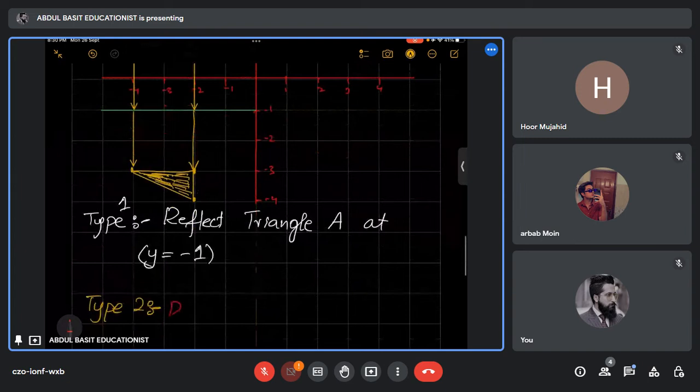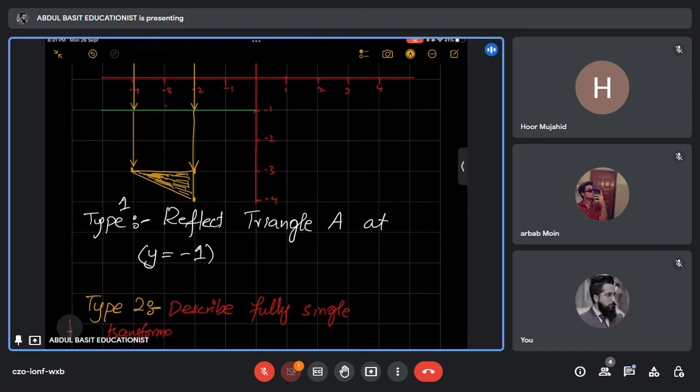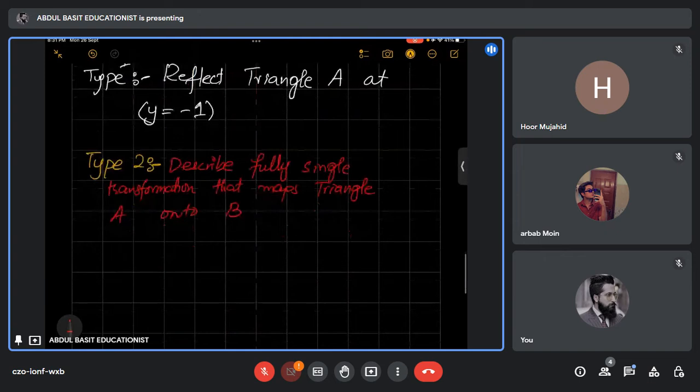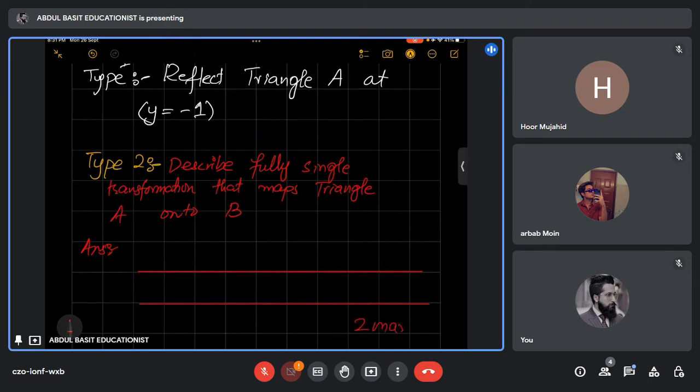that maps triangle A onto B. So you would be having 2 lines in the exam like this, and this one is another line. You would have this question for 2 marks. Reflection and translation is always for 2 marks.